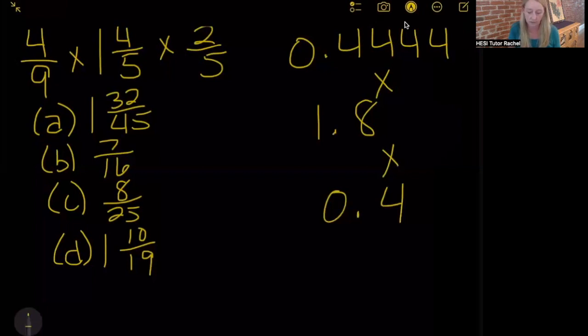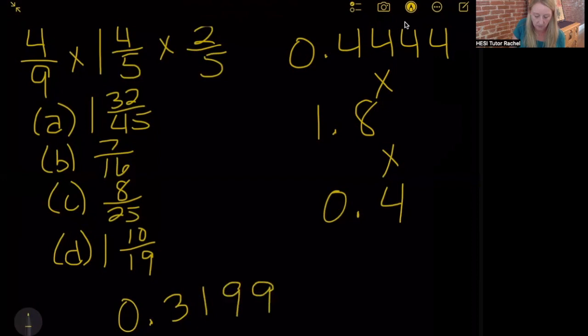So clear out your calculator. 0.4444 times 1.8 times 0.4 equals 0.31. Oh, here's a little bit of a tricky one. It's 0.319968. We just want to go out to 4 decimal places.